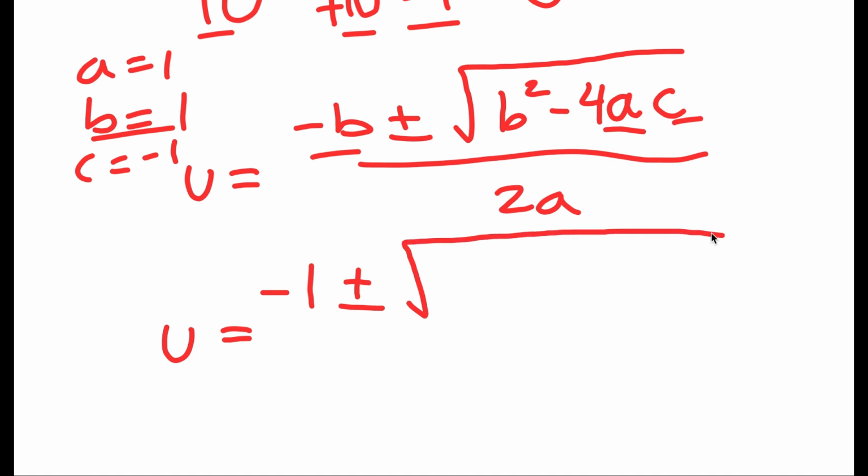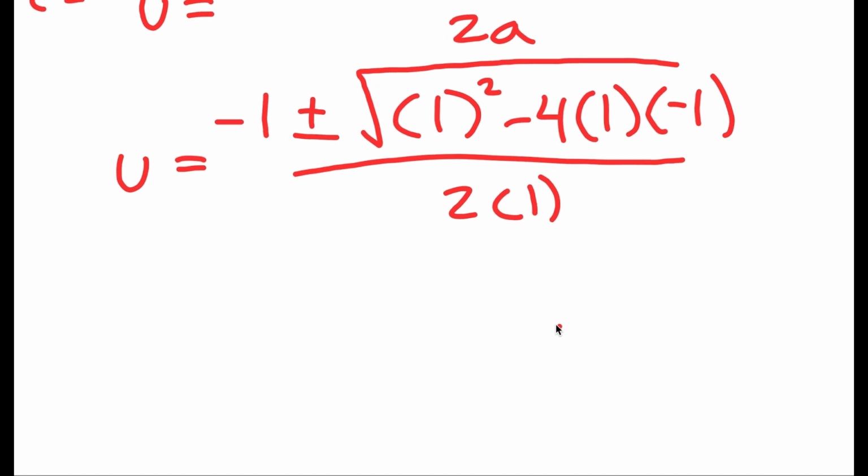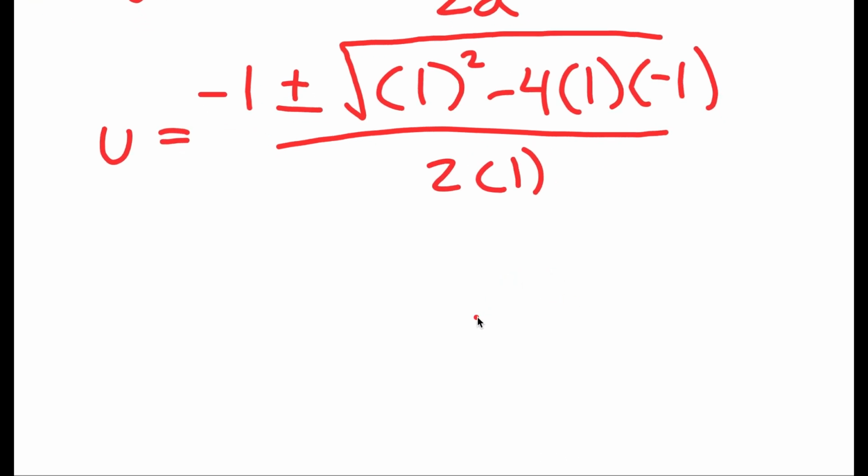So I have negative 1 plus or minus the square root of b squared. So we're going to use b again, meaning we're going to use 1 again. So I have 1 squared minus 4 times a, which is 1, times c, which is negative 1, all over 2a. So 2 times 1. And now, all that's left to do is simplify this.